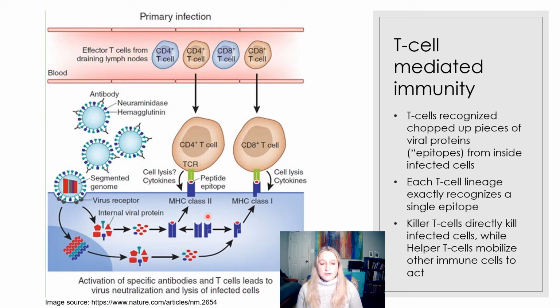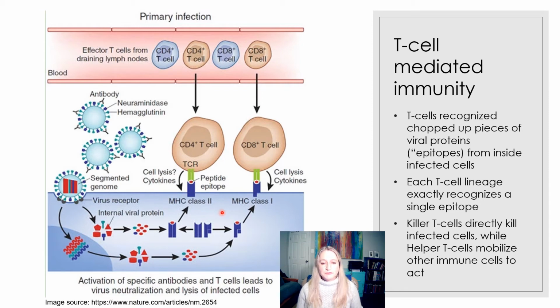But the epitopes are from chopped up pieces of proteins, so they're able to include the entire protein and all the proteins of the virus, not just the surface proteins. So here we see T cells are recognizing chopped up pieces of viral proteins called epitopes from inside infected cells. Each T cell lineage exactly recognizes a single epitope.